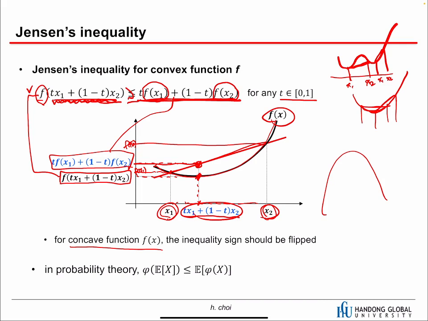And in probability theory, we're going to use this one a lot, like this. This one is a function, and this one is a weighted sum. And this one is a weighted sum, and this one is a function. So when we change the order of the function and expectation, we have this inequality. We're going to see this one a lot.